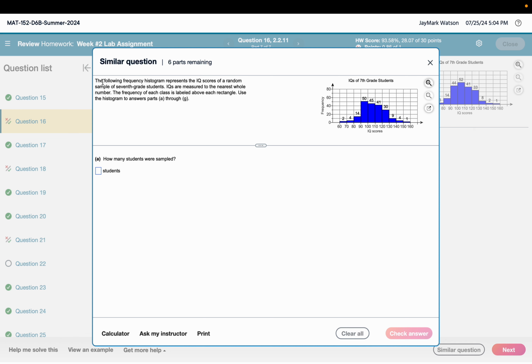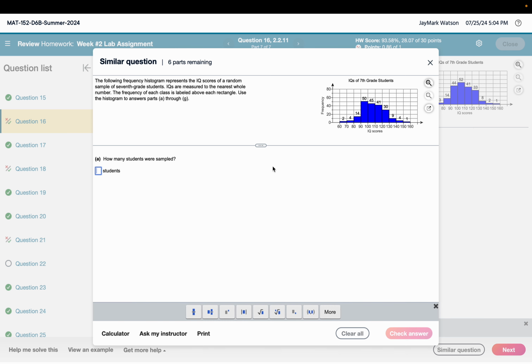Alright, so here with another extra credit. The following frequency histogram represents the IQ scores of a random sample of 7th grade students. The IQs are measured to the nearest whole number. The frequency of each class is labeled above each rectangle. Use the histogram to answer parts A through G. So how many students were sampled?